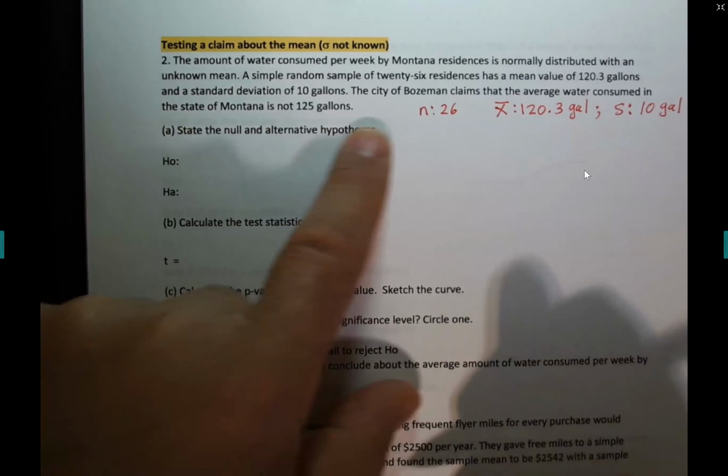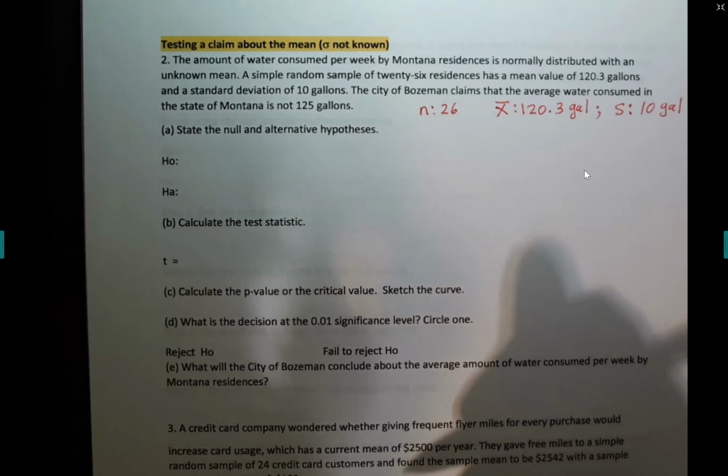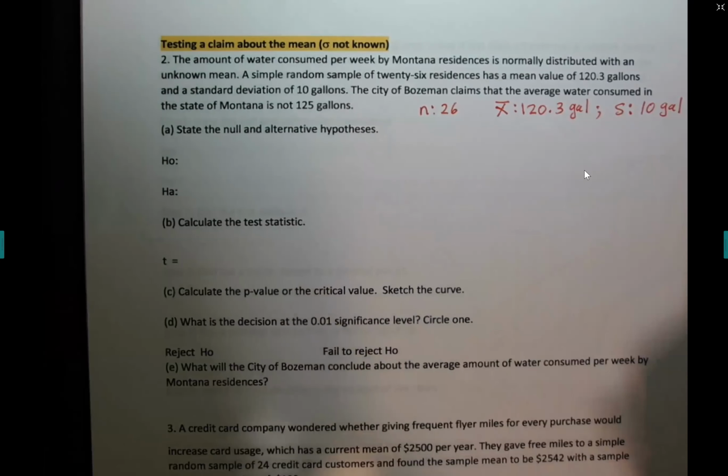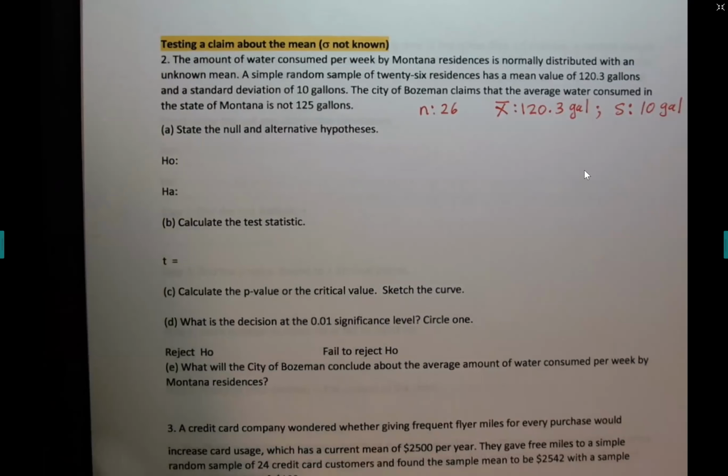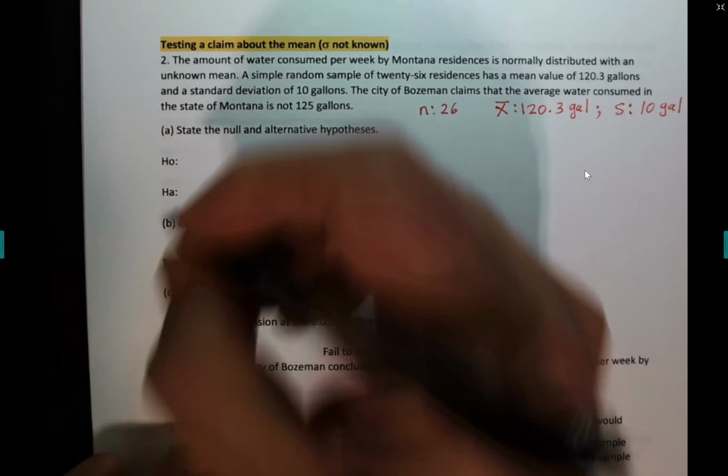The city of Bozeman claims that the average water consumed in the state of Montana is not 125. Who's going to help me write the null and the alternative? Actually, guys, I'm going to give you a minute to write the null and the alternative. Here you go.